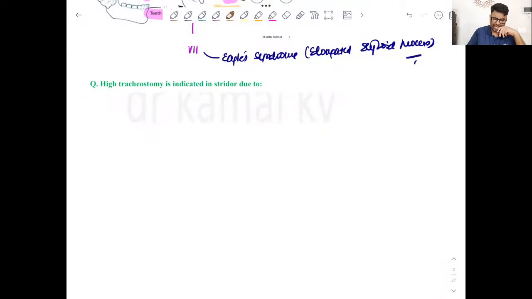Okay, moving to the next question. And again, this is about high tracheostomy. See, there is only one indication when we do high tracheostomy. Any idea? What is that single indication? There is only one indication in which we go for high tracheostomy. Otherwise we don't prefer doing high tracheostomy. Anyone? What is the indication for high tracheostomy?